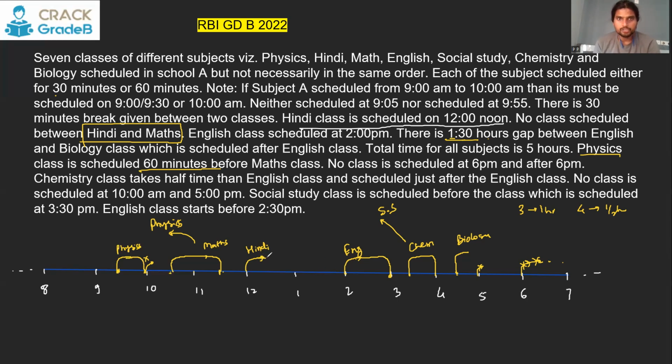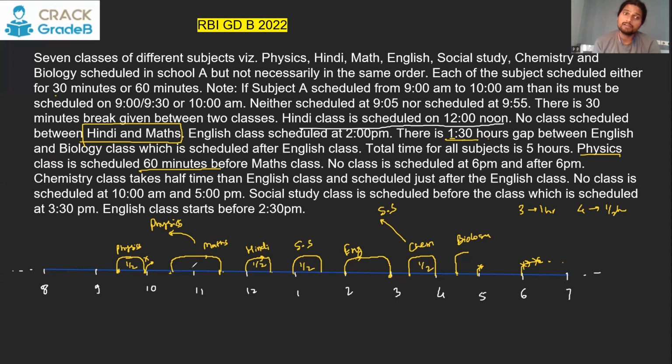That means Hindi should get over at 12:30. So English should get over at 12:30 and there should be another class from 1 to 1:30, which should also be a half-hour class. And that has to be social studies because all the rest of the subjects are done. This class has to be social studies. So we now have half-hour classes here, here, here, and here. So we are done with all 4 half-hour classes.